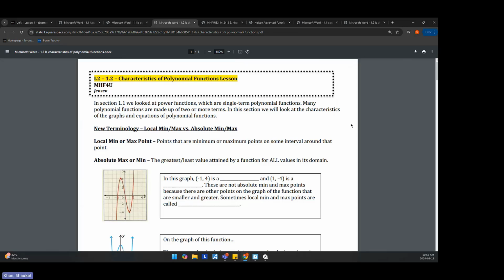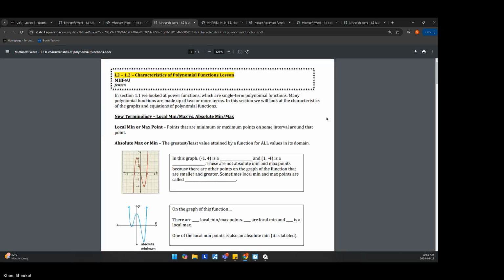Now remember, my lessons are not 100% coinciding with the course's lessons. They do overlap quite a bit, but it may not be 100% in order. So just understand that. So here we have characteristics of polynomial functions, new terminology: local min, max, absolute max, min.